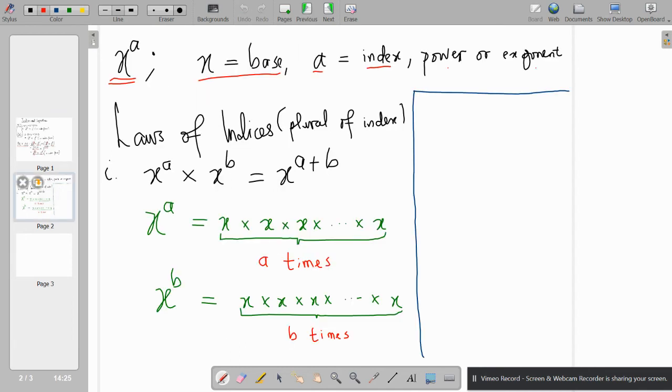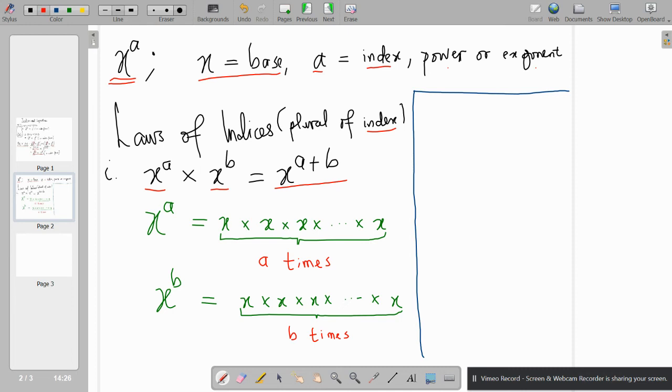So here we look at the laws of indices, but let it be known to you that indices is just the plural form of index. So the first one here is law 1, which is x raised to power a times x raised to power b is equal to x raised to power a plus b. It is important to understand what this actually means in order to apply this law in solving some problems.